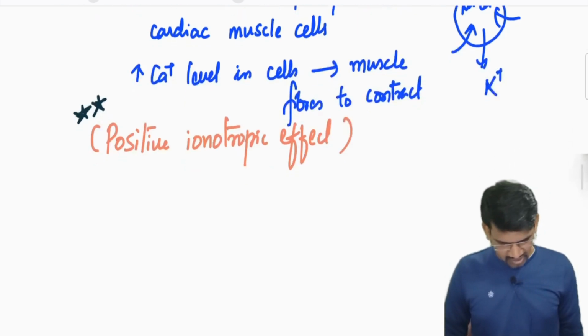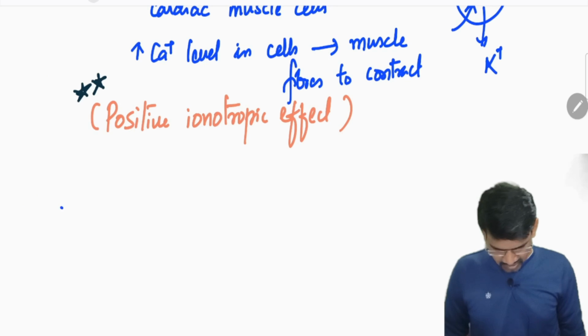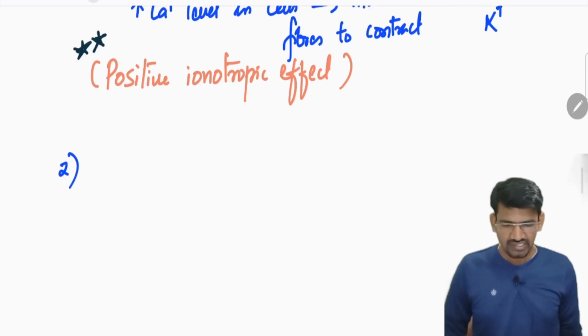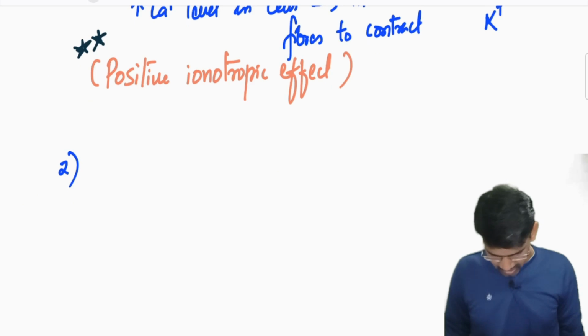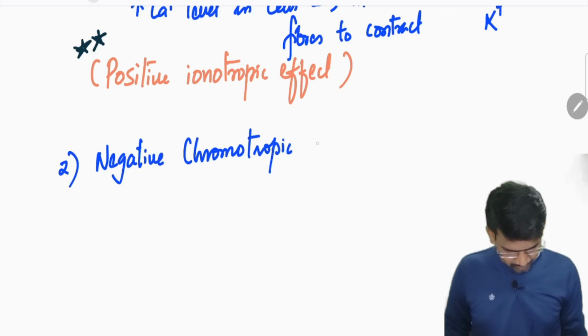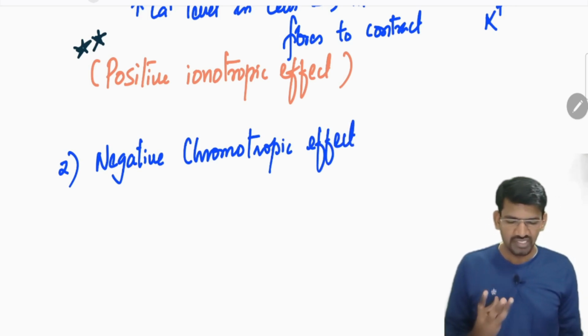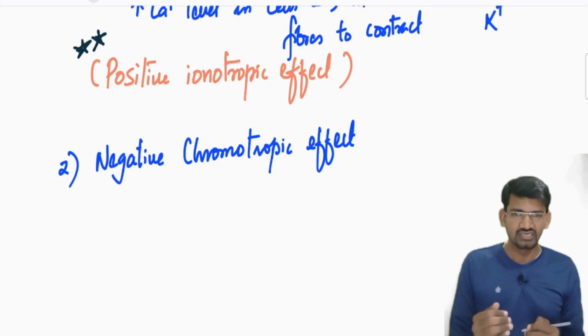And the second important mechanism of action of this drug is that it acts as a negative chronotropic effect. So what does it mean? It means it reduces the transmission of impulses from the AV node, the speed of conduction through the AV node.